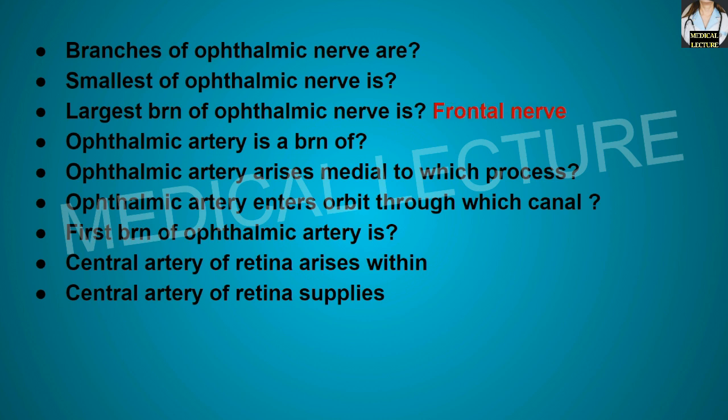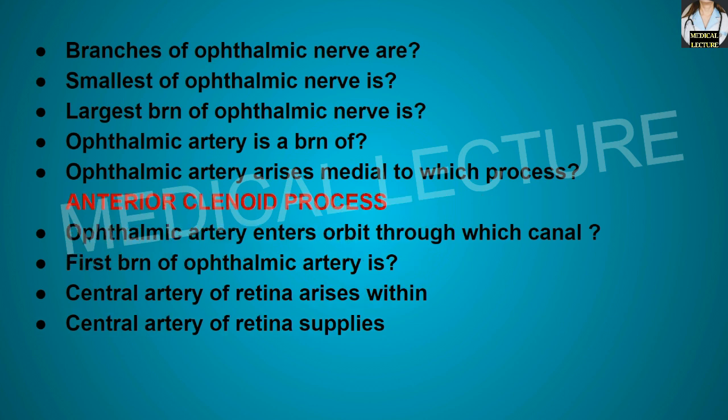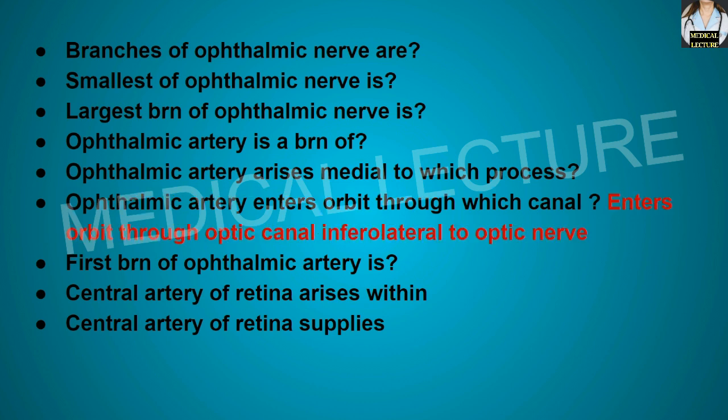Now the ophthalmic artery is actually a branch of which artery? Of the internal carotid artery. Ophthalmic artery arises medial to which process? Medial to the anterior clinoid process. Ophthalmic artery enters the orbit through which canal? So it enters the orbit through the optic canal, infralateral to the optic nerve.